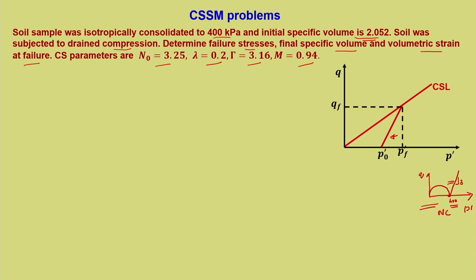Please keep in mind that when you read the question, you should be able to visualize, or rather you should be sketching the required details. There are three aspects. One is whether you draw it in q versus p dash, or v versus ln p dash; it is better you draw it on both, because that will give you additional understanding. Second is the effective stress path, how it will be, whether it is drained or undrained. And third is the placing of the yield curve.